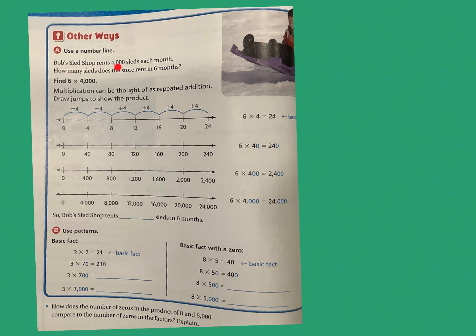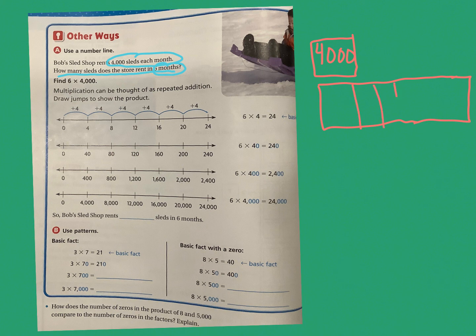Bob's sled shop rents 4,000 sleds each month. How many sleds does the store rent in 6 months? Underline the question. Circle the information they gave us: 4,000 sleds in 1 month. How many in 6 months? So you're probably now getting to a point where you recognize that's 4,000 in 1 month, and so how much would that be in 6 months? That would be 4,000 times 6, right? And that would tell us how many.